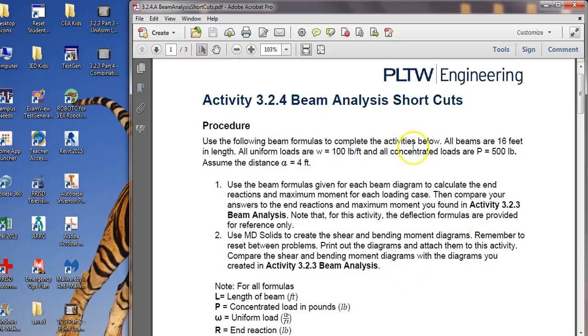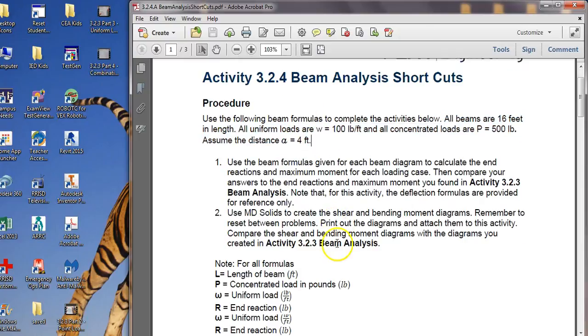So first, here is our problem that we're going to be using for all of our examples farther down. So notice it's up here, the length of the beam is 16 foot, uniform loads are 100 pounds per foot, concentrated loads are 500, and assume distance A is 4 foot. So keep that in mind.